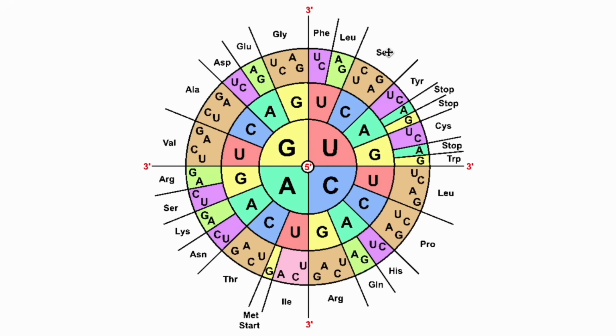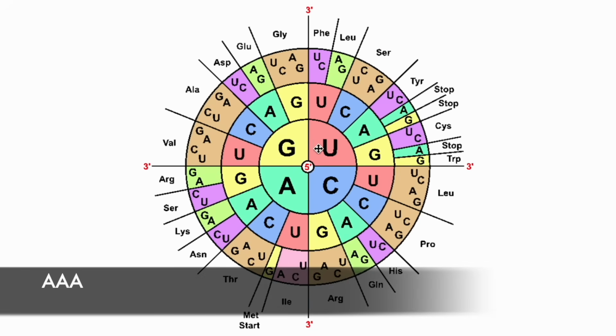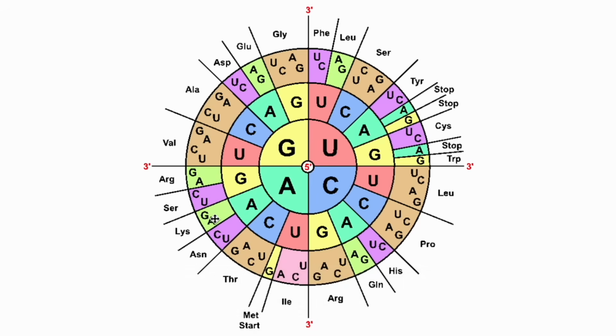Let's try another one. How about AAA? So we start here in the center, A, and then we look here to see which one this touches. A, that's lysine. That's another amino acid. So every codon matches with a specific amino acid.